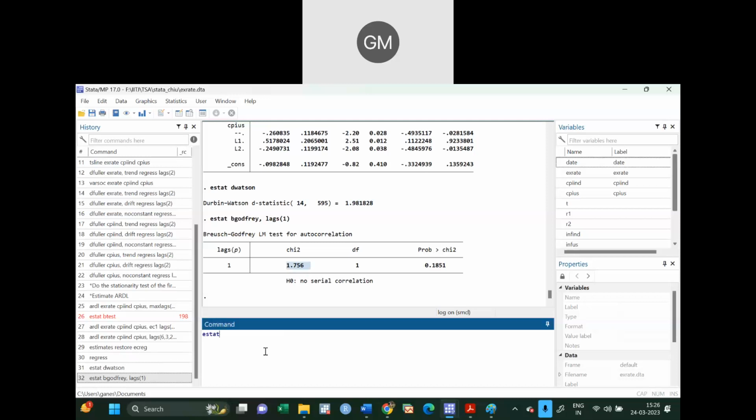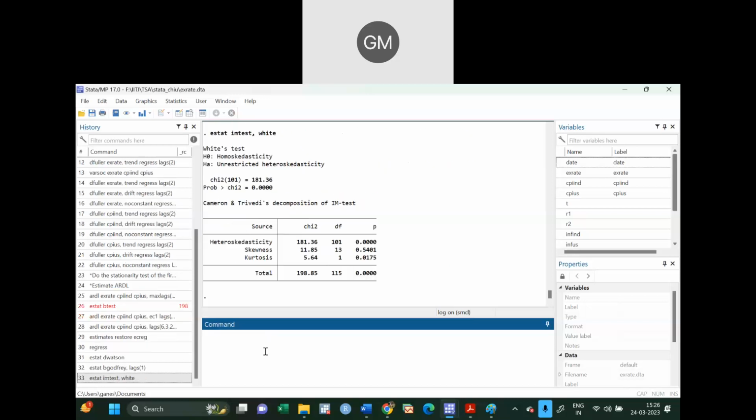And estat imtest, white. The White test is basically for heteroscedasticity, right? And the null hypothesis is homoscedasticity. Chi-square is really, really high. So you reject the null of homoscedasticity. And yes, it's telling that there is heteroscedasticity. So there is heteroscedasticity, fine.